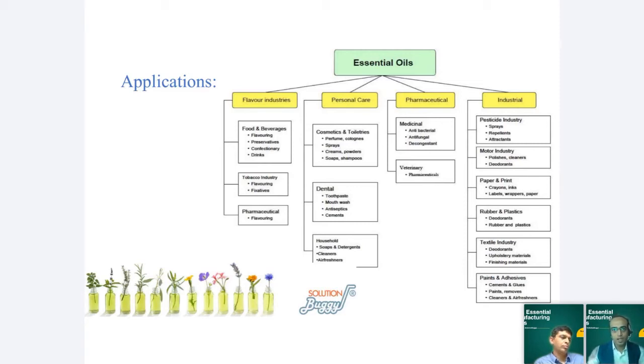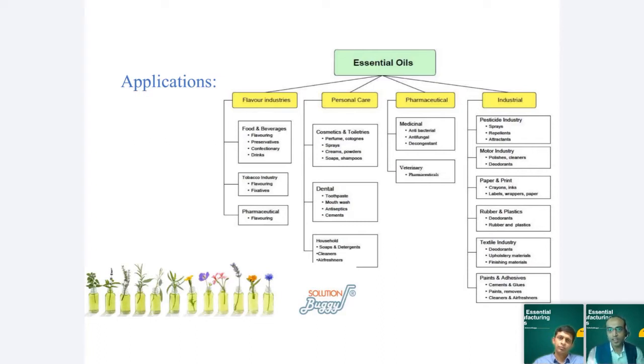Coming to the pharmaceutical use, in many antibacterial medicines or nutraceuticals, essential oil has been used for its antifungal, antibacterial, and other properties. It is also used in veterinary drugs, where specific oils are used to entice an animal to take that medicine. It also has an industrial use.